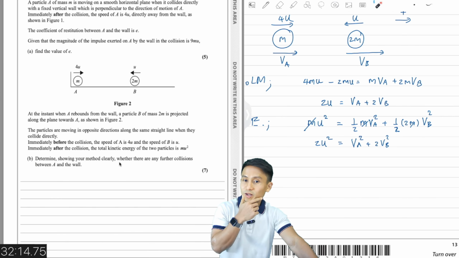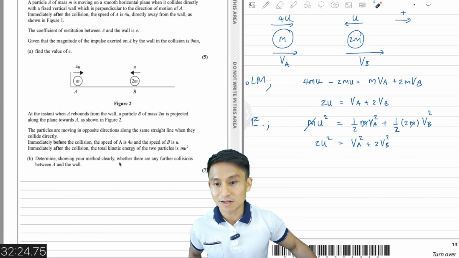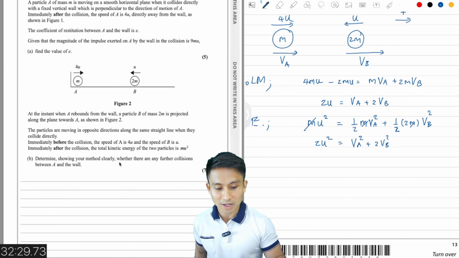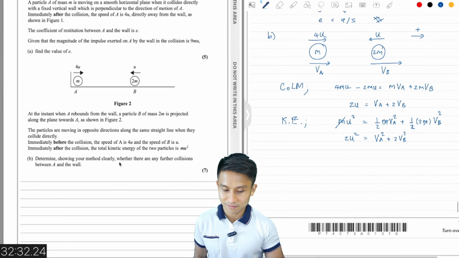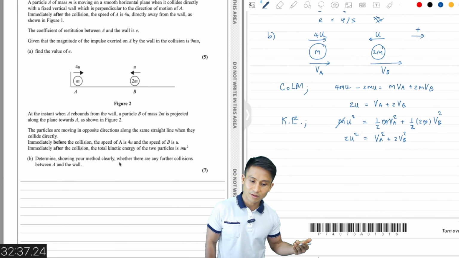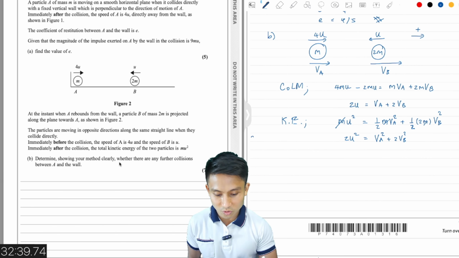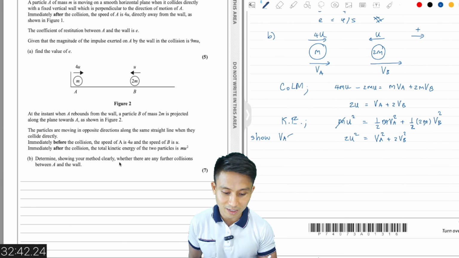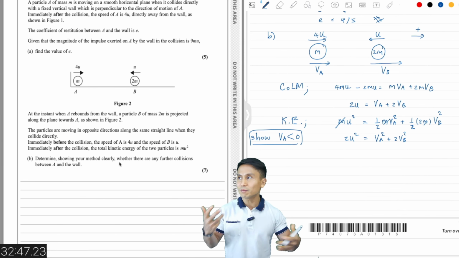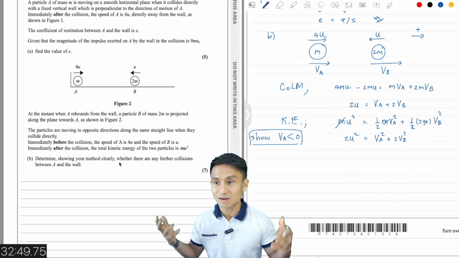The particles are moving in opposite directions along the same straight line immediately before, with speeds u and u. After collision, the total kinetic energy of 2P is equal to mu squared. Determine, showing your method clearly, whether there are any further collisions. We just want to show, we don't need to find, right? We just want to show that if VA is negative, if we know for sure that VA is negative, then we're good. Yeah, that's what we need to do. So that's our aim: show that VA is less than 0. That means you probably don't need to find the values of VA and VB if you can't.